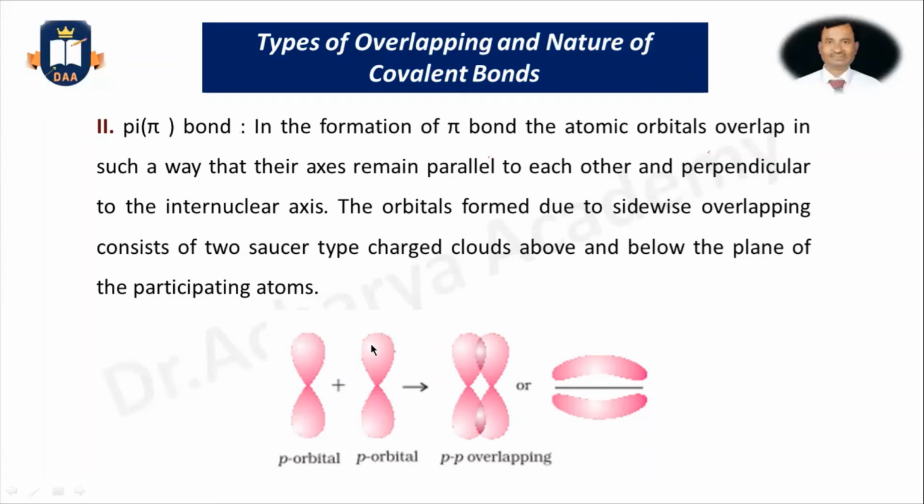They will go for overlapping side by side, and both lobes of each p orbital will overlap with each lobe of the p orbital of another atom. And both lobes, obviously these are half-filled, will merge partially with the other p orbital. In this figure, you can see it is like that, and it is called the PP overlapping.